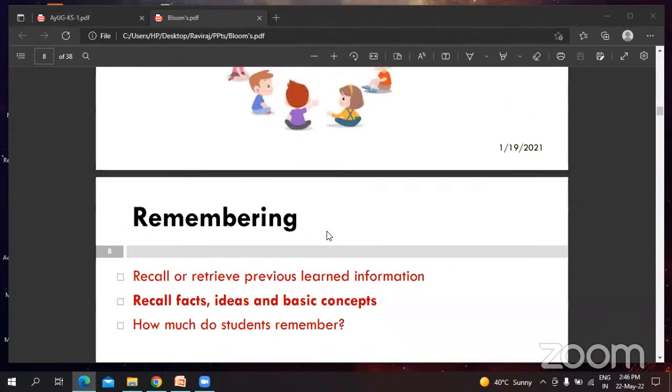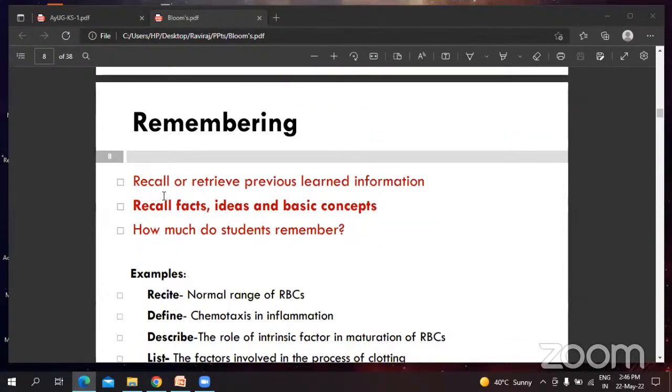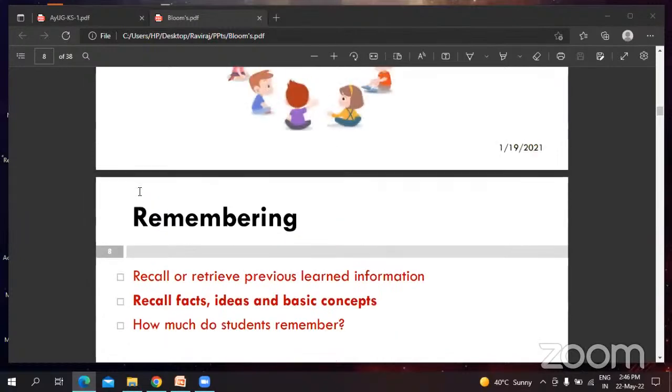So we will study today's topic with the example of blood physiology. Have you studied physiology of blood up to standard 12th? Yes, sir, it was in the syllabus. Yes. So it will be easy for you to understand. So what was the first level? First level was remembering, right?